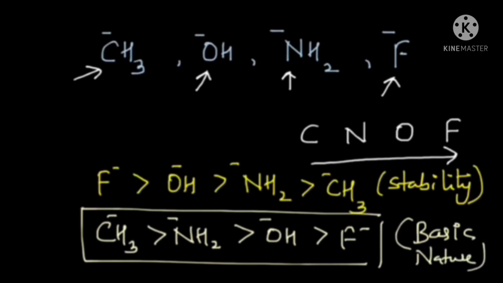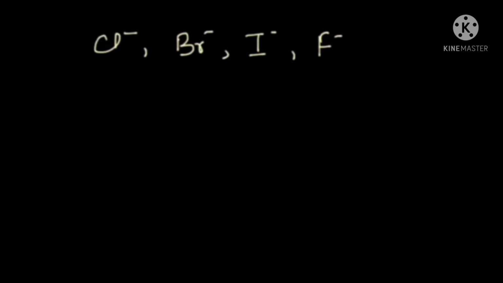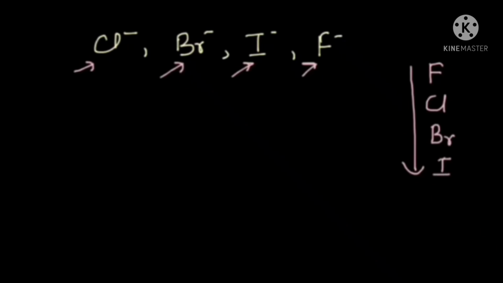So that simple it is to decide the order of basicity if you know the atom on which the negative charge is present. Let's compare these species now. All of these are halogen atoms with negative charges. Now the important thing to note here is that all these atoms carrying negative charges belong to a group, not a period. We have fluorine, then chlorine, then bromine, and then iodine.